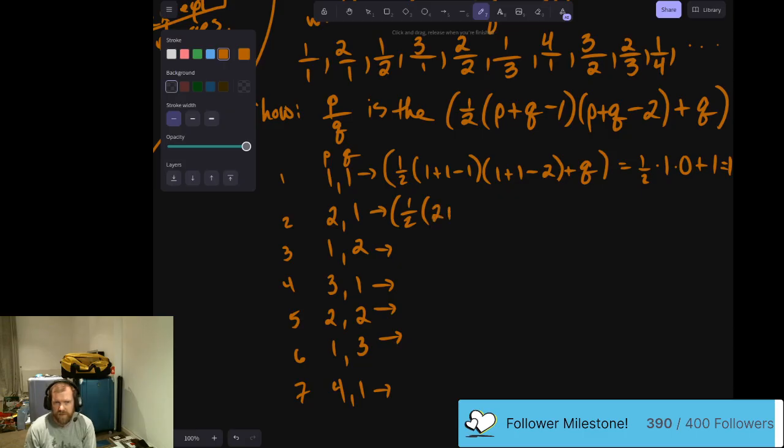Okay, so this is going to be 2 plus 1 minus 1, and 2 plus 1 minus 2, plus 1. One half times, the first one is 2, second one is 1, plus 1. 1 plus 1 gets you 2. Cool.